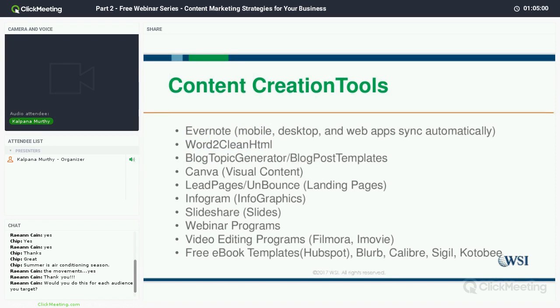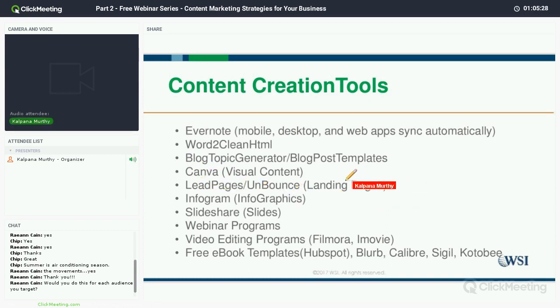So you can take that and copy it into your blog post and it looks cleaner, right? And these are some of the other tools: blog topic generator and templates. Canva, and I know some of you are familiar with this. This is a great tool for generating visual content for your website, landing page, or social media, any of these. They have image sizes for all different social media platforms. A very handy tool to generate visual content.